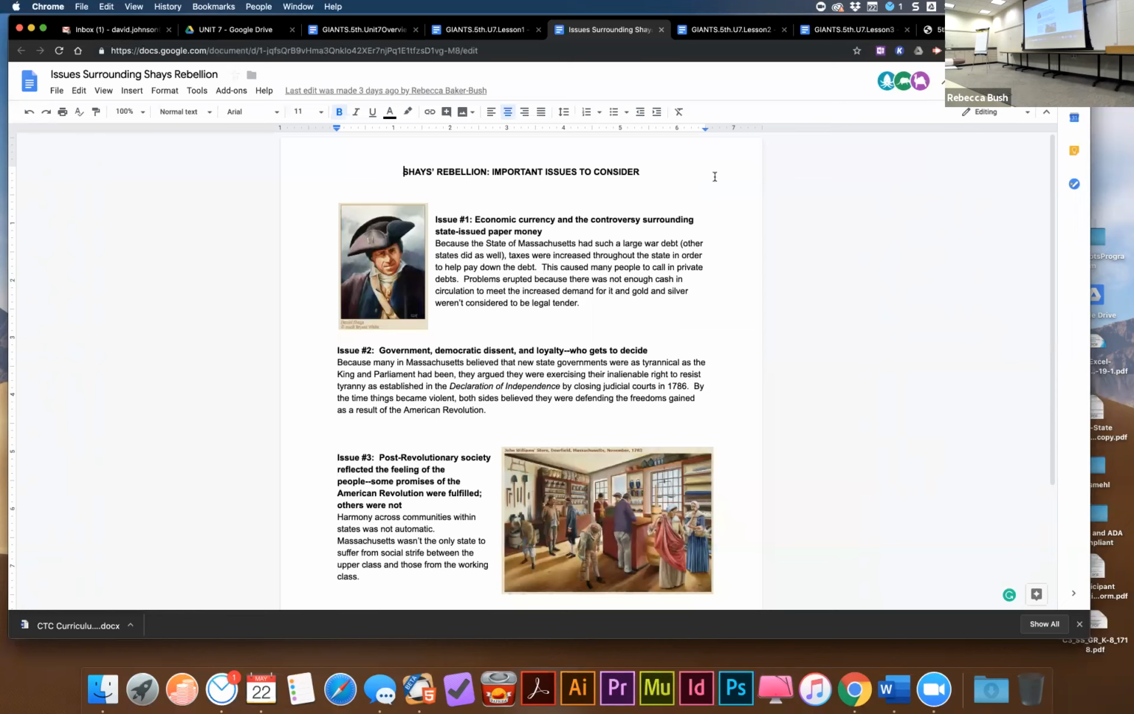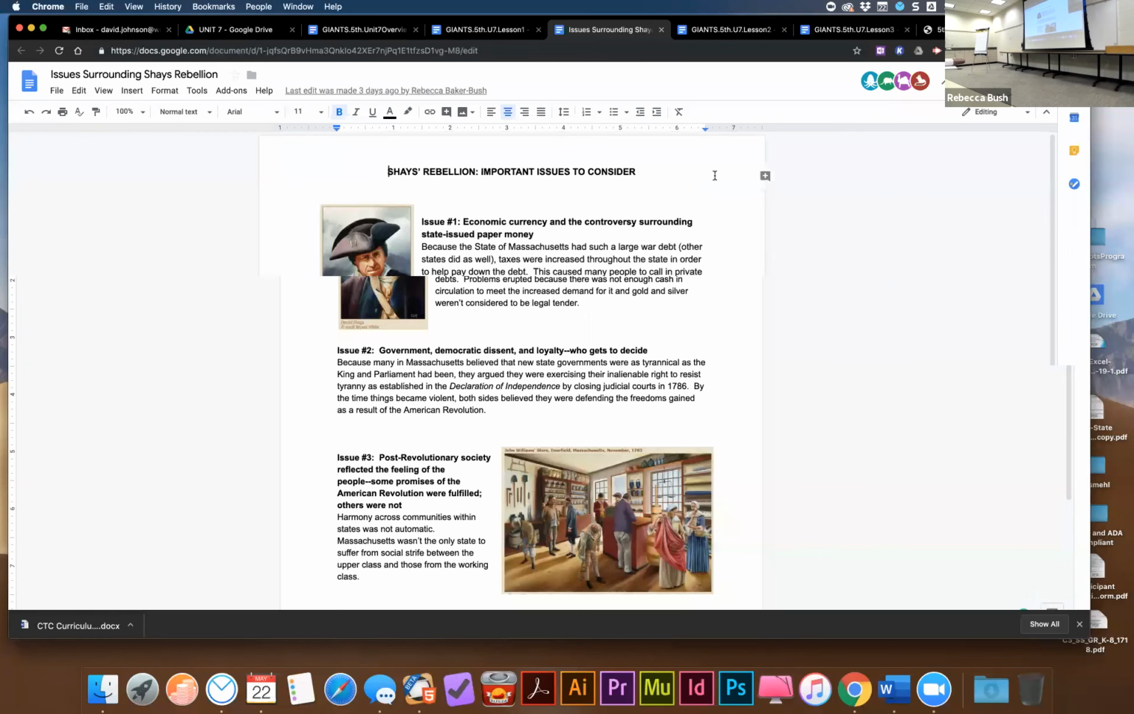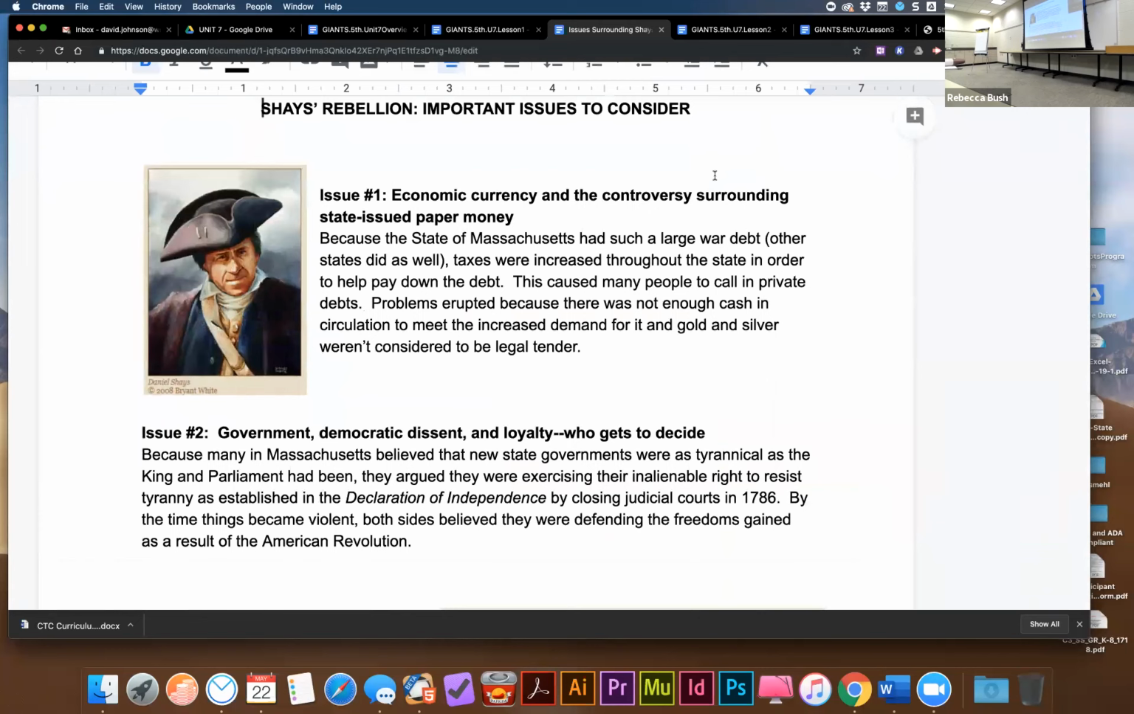And when we think about students really understanding how the Articles of Confederation come into play with this particular series of events, sometimes there's not a direct connection. So what does Shays Rebellion have to do with the Articles of Confederation being weak? Right? And so I put this together. Again, these are issues to consider, and you can use this however you choose. But for example, that first one, economic currency and the controversy surrounding state issued paper money, that's really big. And it's not just really big in the state of Massachusetts where Shays Rebellion took place. It's big in all of the newly formed states.